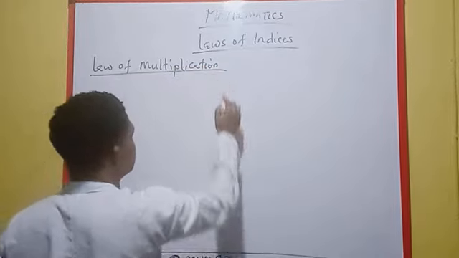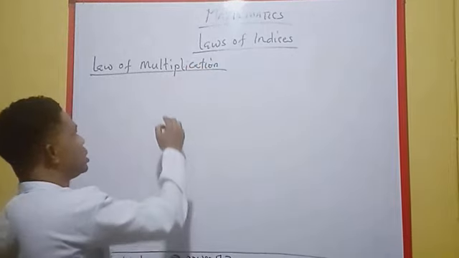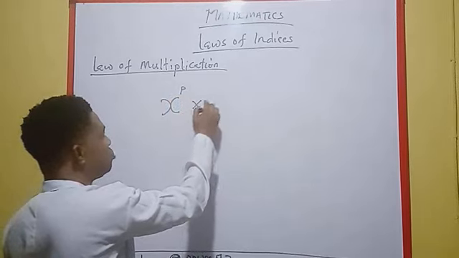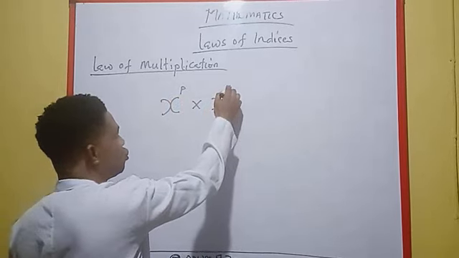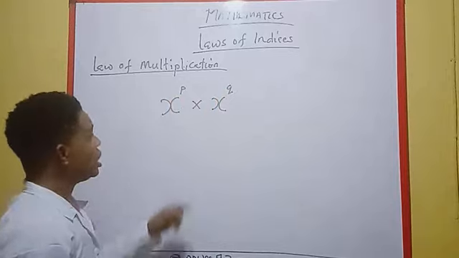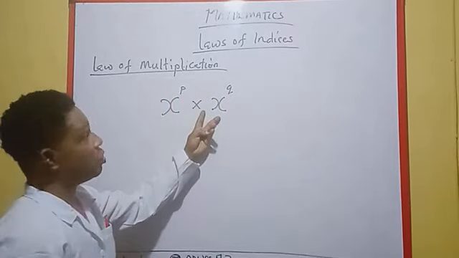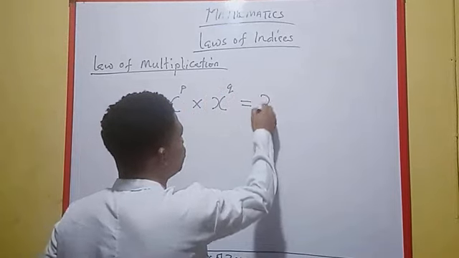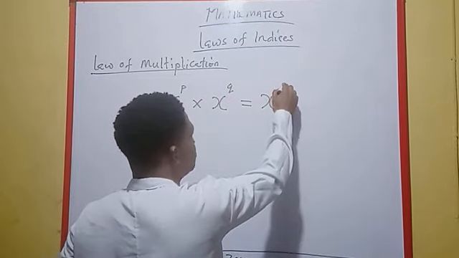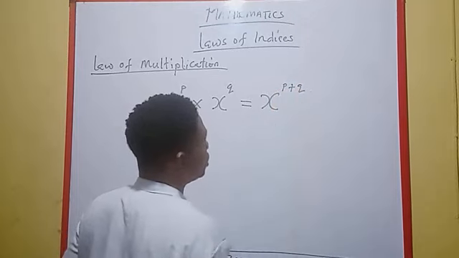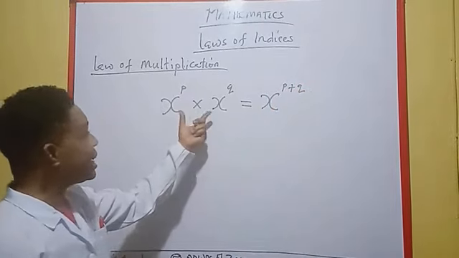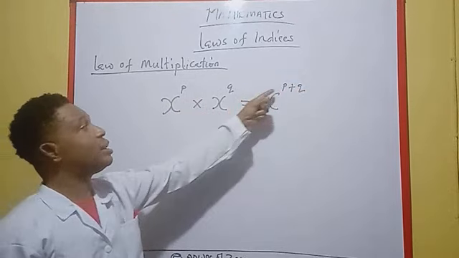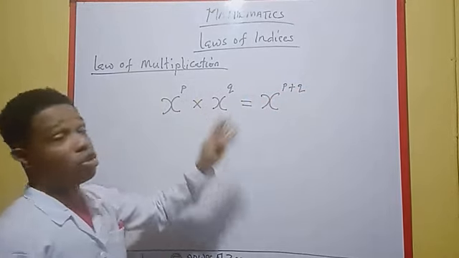And what does this law say? It says that base x raised to power p times base x raised to power q. You can see that these two terms have the same base with different powers. It is equal to x raised to power p plus q. That means you add the power. When you have the same base, you add the power, and that's what we call the law of multiplication.